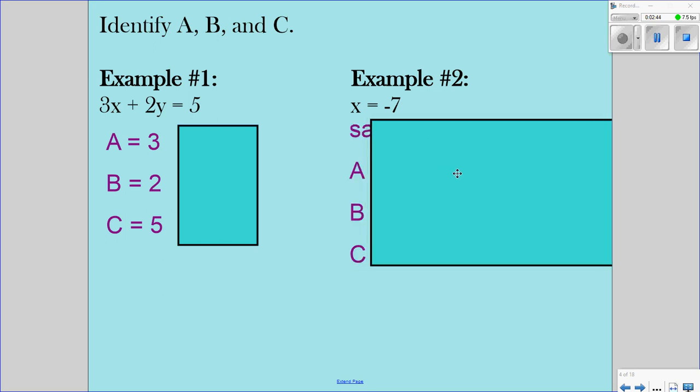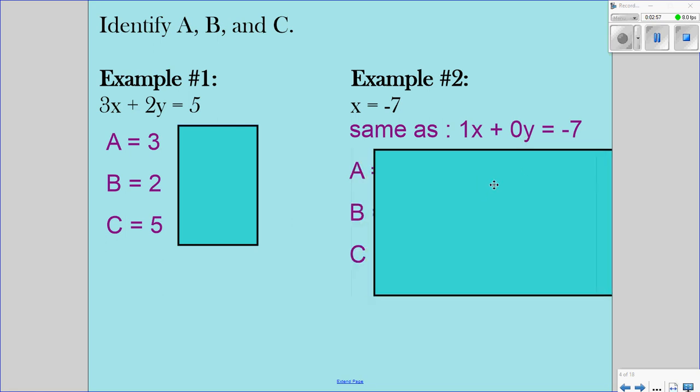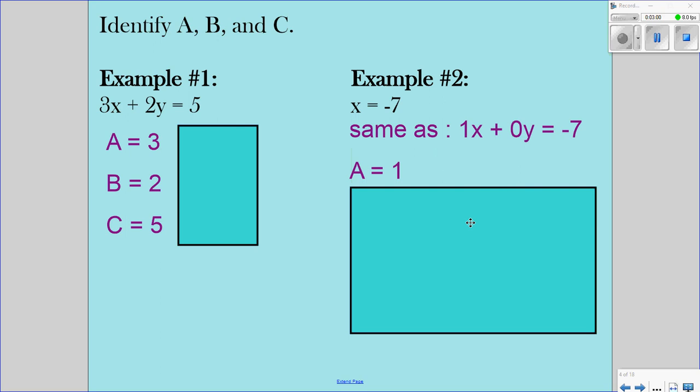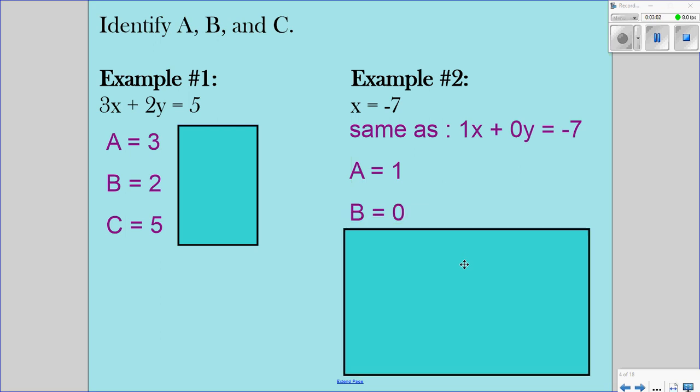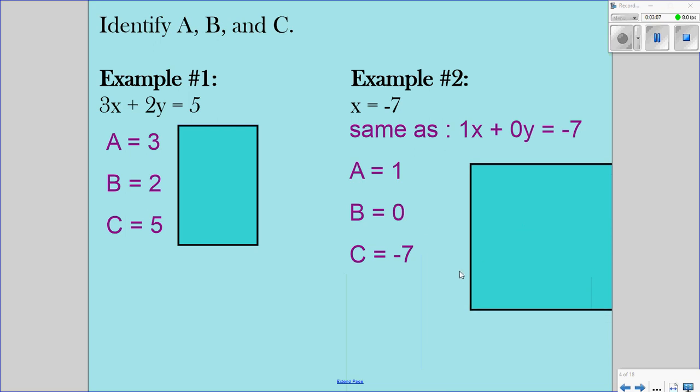So with that, you could also write it as 1x plus 0y. The y is not there because it was multiplied by 0, but still there was a 0 there. So that means your A is 1, your B is 0, and your C is -7. So always remember that. If there's no y or x, assume that there was a 0 in front of it in order for it to disappear. Because 0 times whatever variable is 0, and you can always leave that 0 out.